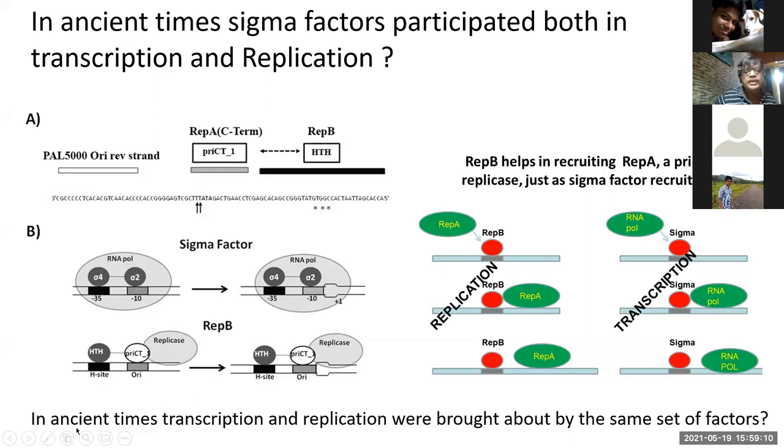So probably in ancient times, replication and transcription were very similar kinds of processes, and they were brought about by the same set of factors. In this way, here in this plasmid we have a relic of the past, which can give us some new information about how replication and transcription systems functioned in a very similar way in the evolutionary past.